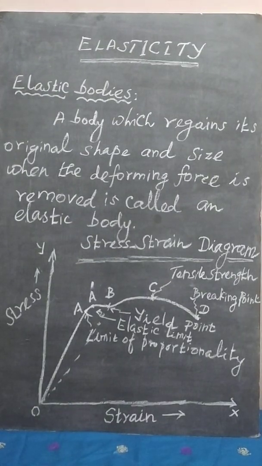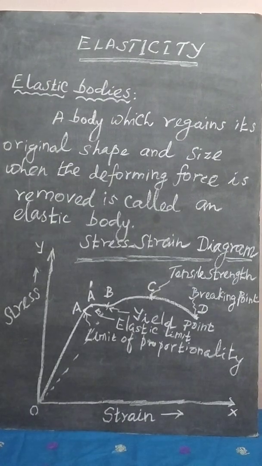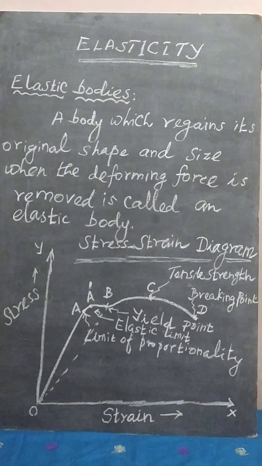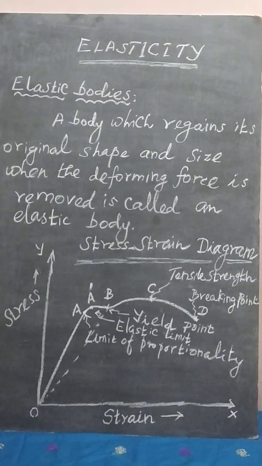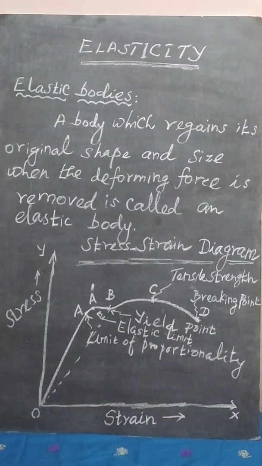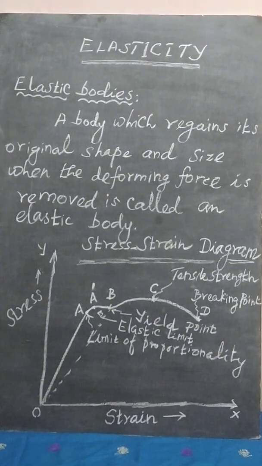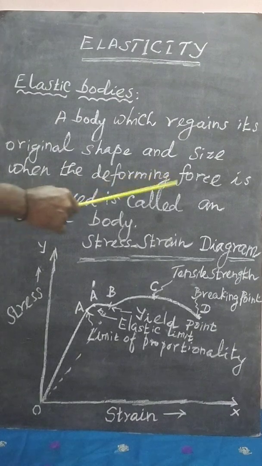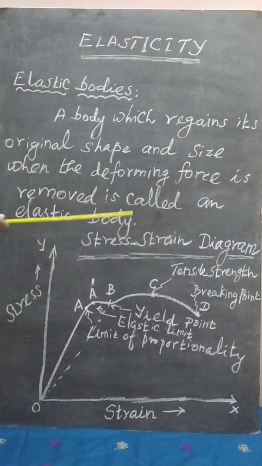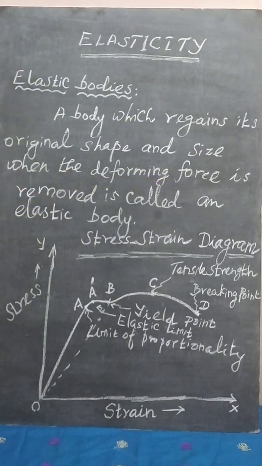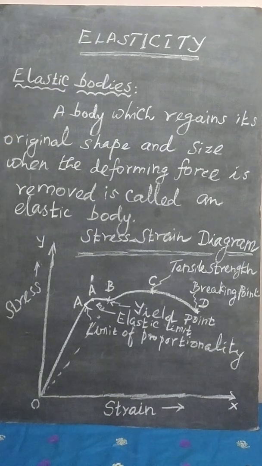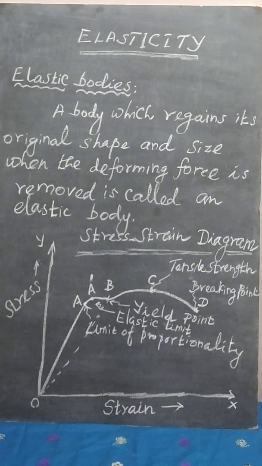When we apply the external force, the length increases. Force means it may be load or pressure, whatever it may be. So that force will deform, that means it will change the actual shape or size of the material, so it is called the deforming force. So stress may be defined as the restoring force or the deforming force per area. What is the unit for stress? It is Newton per meter square.